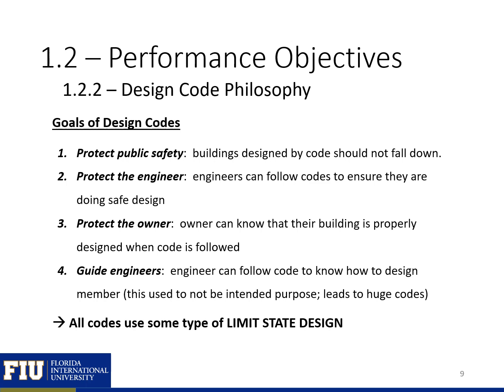This last goal to guide engineers wasn't always a goal of design codes. It's only recently become a goal, and this has led to very large codes. So ACI and AASHTO have become very large documents because they're now helping guide engineers. But all codes use some type of limit state design.